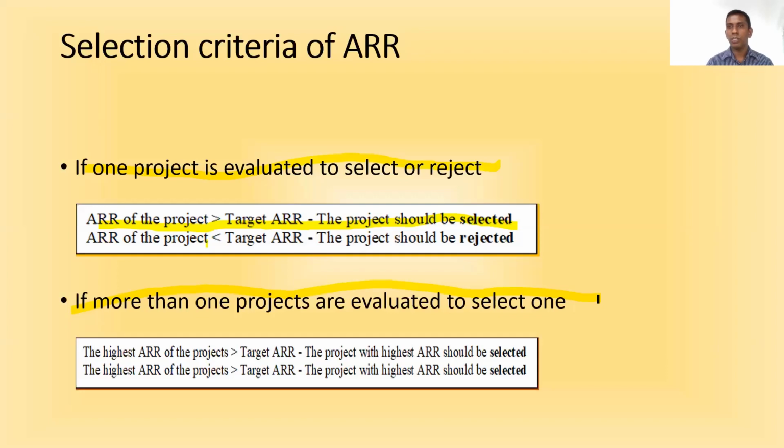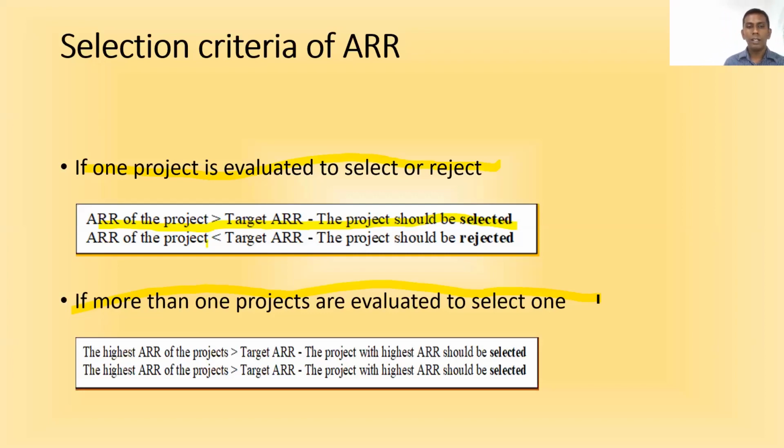Now, which project has to be selected? First, out of these 2 projects, we need to select the project which generates higher ARR. According to the examples we have taken, project A generates 26% and project B generates 24% ARR. Therefore, we have to select project A. Now, this has to be compared with our target ARR. Project A has 26%, our target is 25%. Now, project A can be selected.